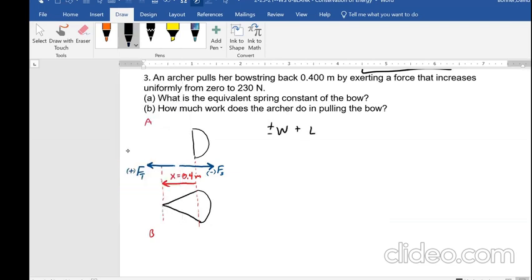I'm going to write out the energy conservation of energy statement here.